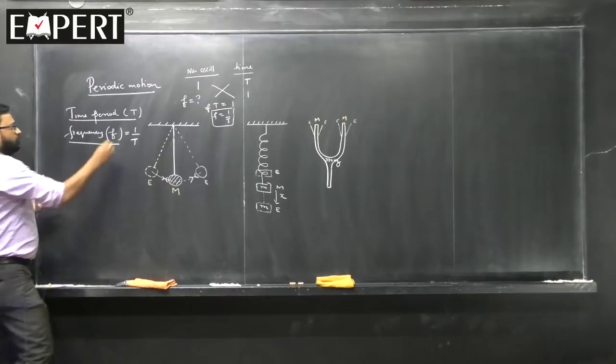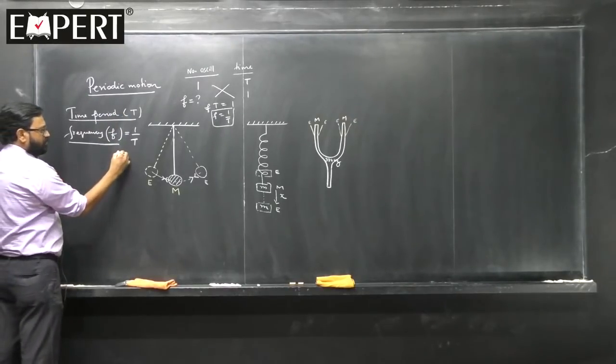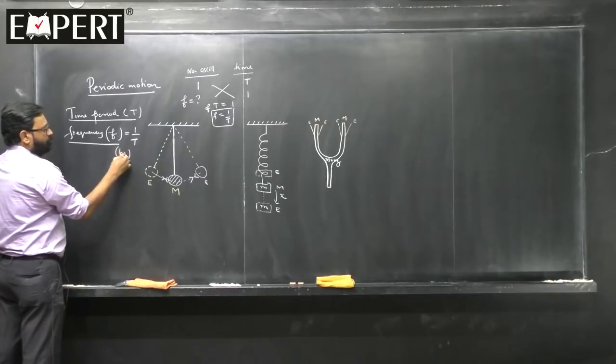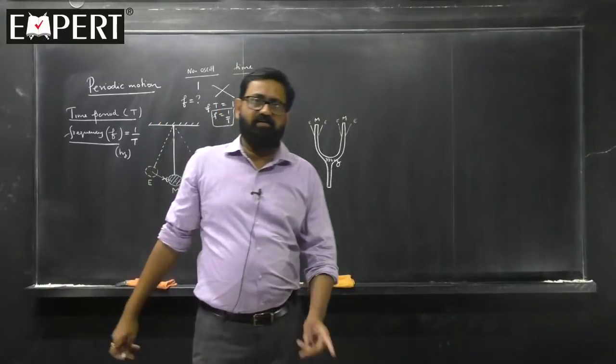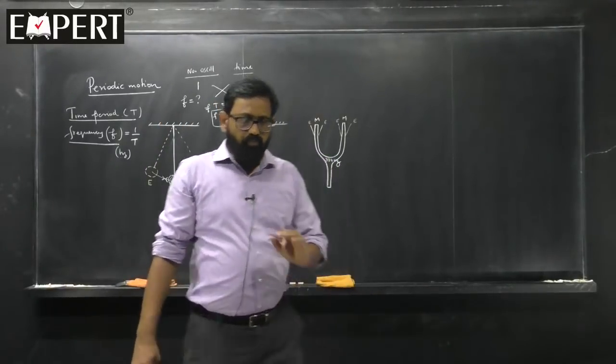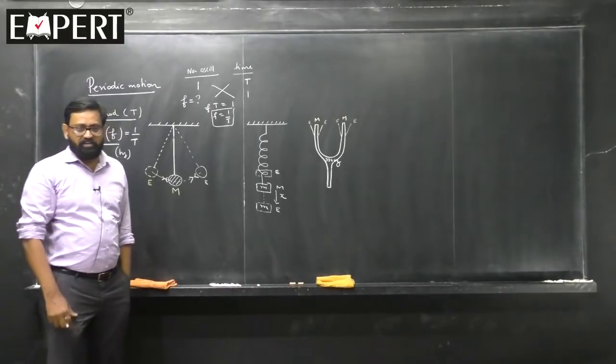You know, the time period SI unit is second, and the frequency SI unit is per second, which is nothing but hertz. 1 per second is taken as hertz. Remember this. Now coming to the topic which I am actually supposed to discuss.